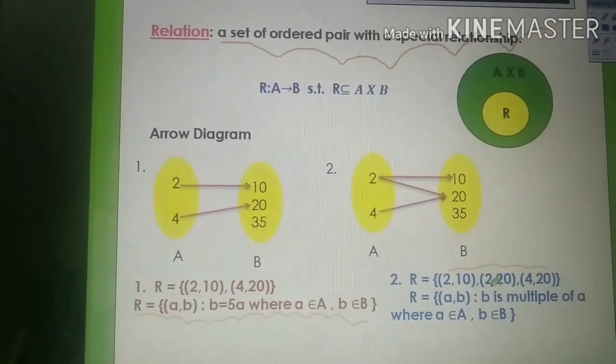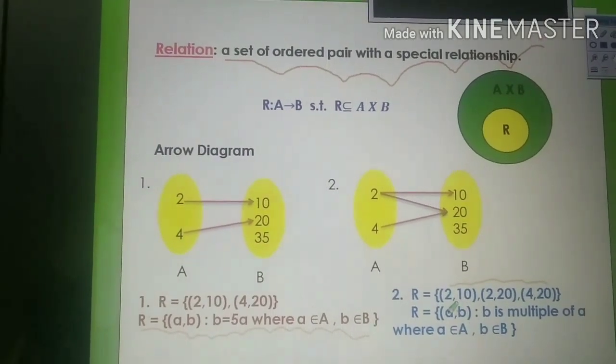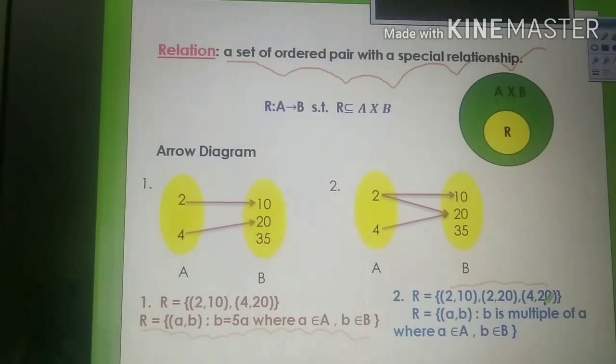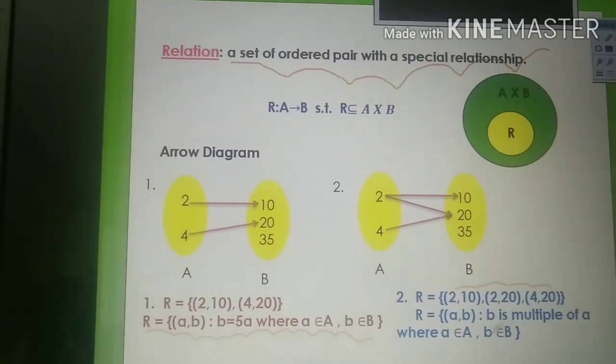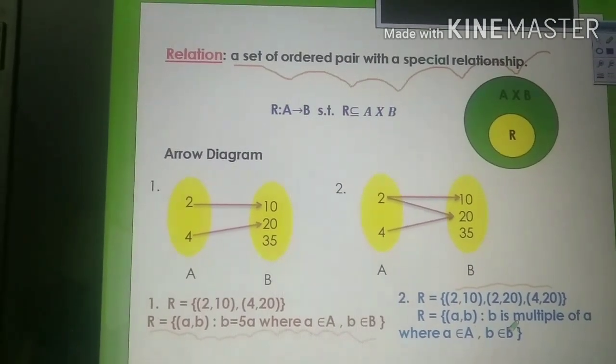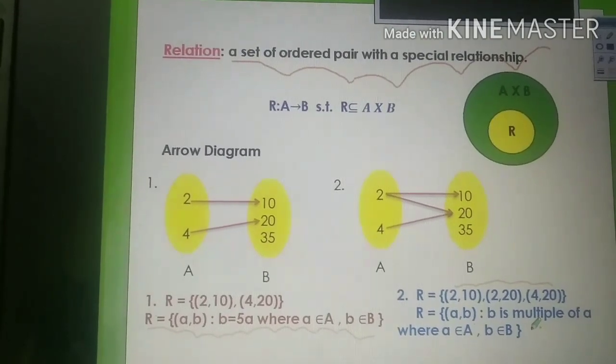So this is again the roster form of writing the relation. We can also write the relation like this: R equals (a, b), such that b is a multiple of a, where a belongs to A and b belongs to B. This is the set builder form of writing a relation.